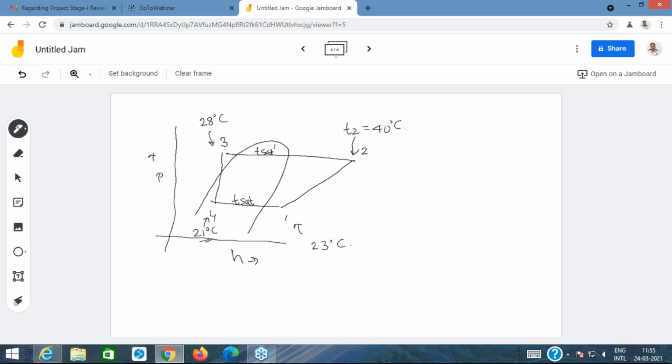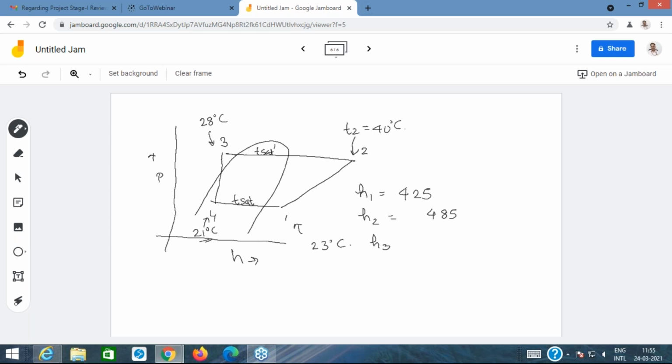So if you read the enthalpies again from the pressure enthalpy diagram, I will give you the typical values which I have got. This H1 was 425. Just plot this and read it from the pH chart. H2 I have the value as 485.